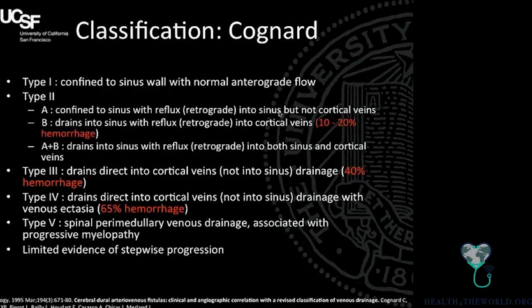So this is the Cognard classification. This is probably the one most commonly used. It's a very busy slide, but suffice to say, in the early types, or the types that we consider benign, essentially there is just antegrade flow out the vein back to the heart. And basically the bleed risk in those patients is nil.